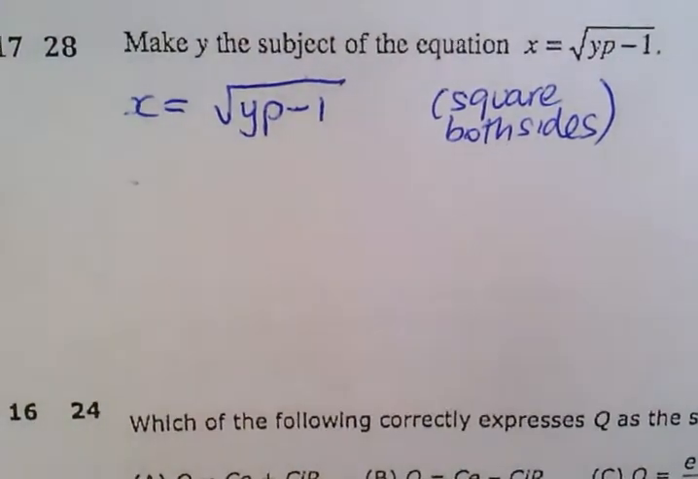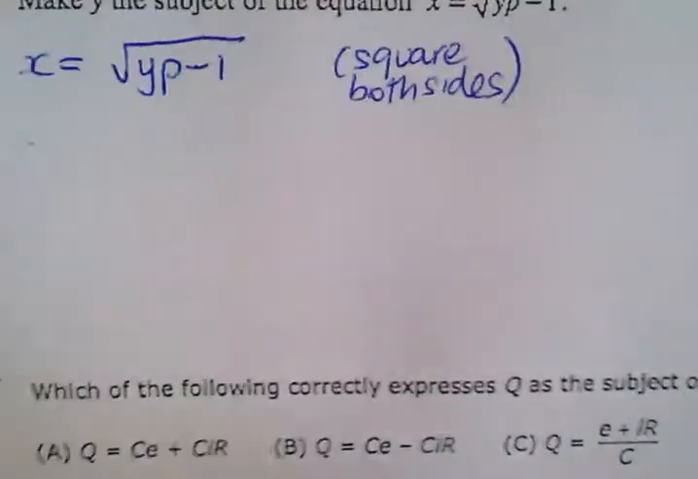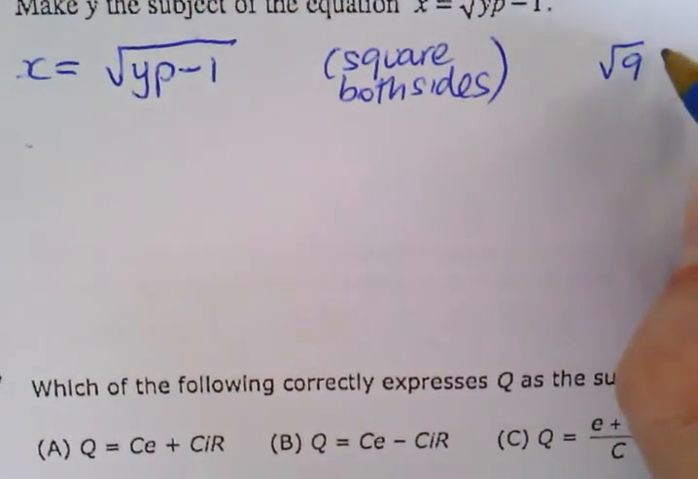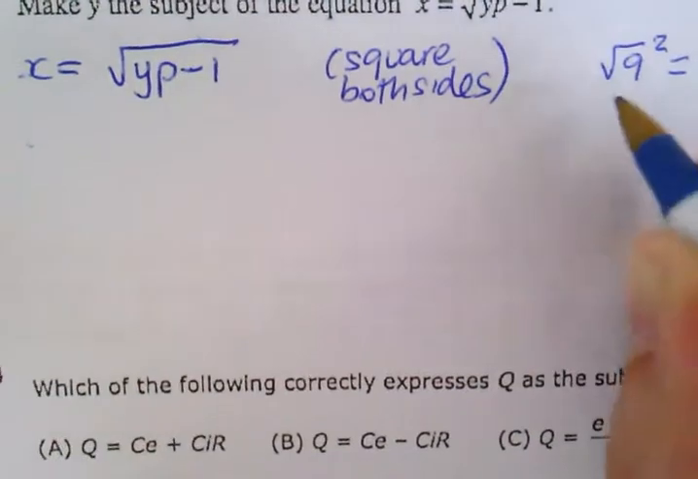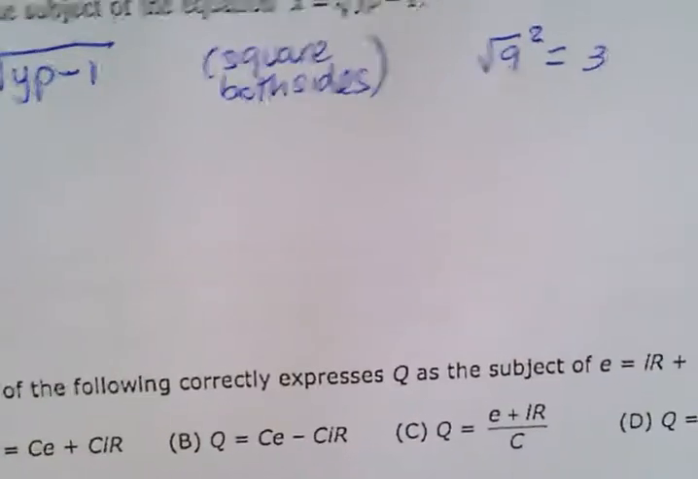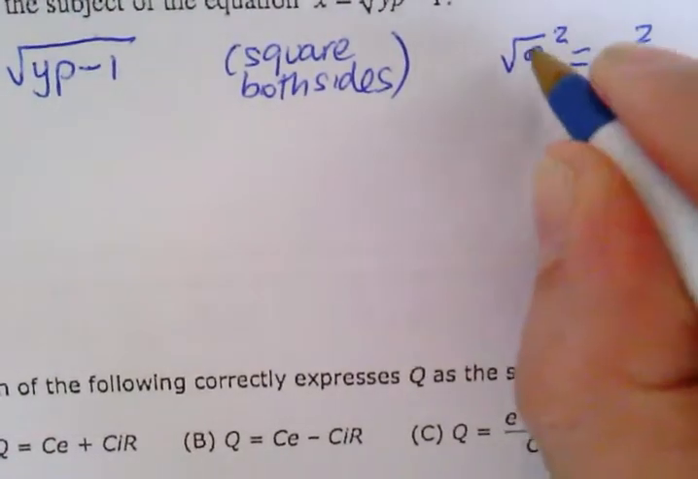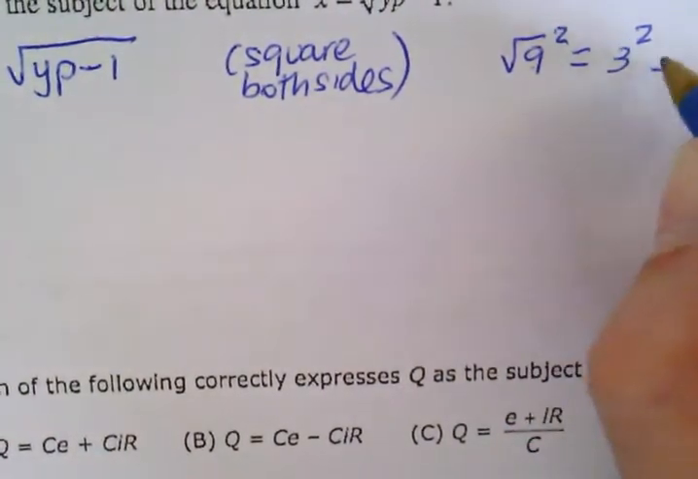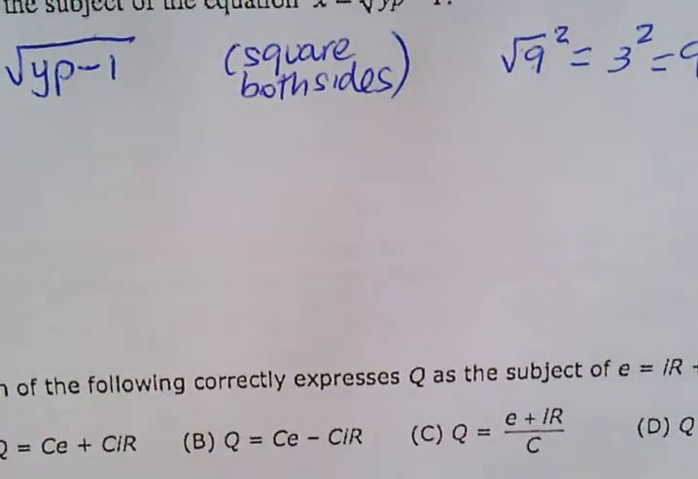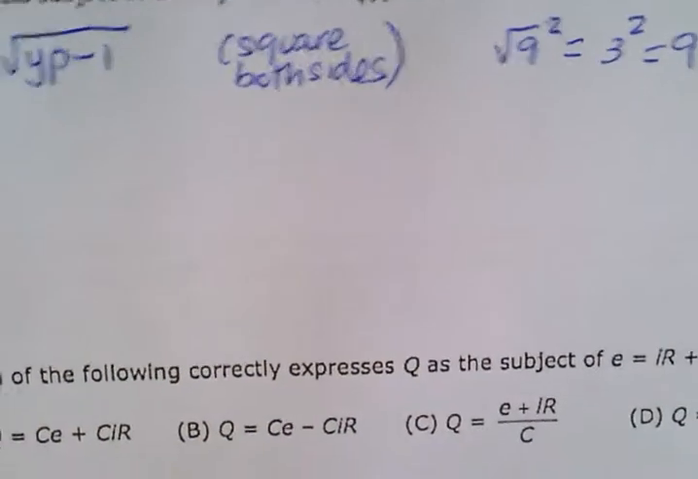Do you remember last lesson how I showed you something like this? For example, what's the square root of 9? 3. And if I square it, the square root of 9 is 3, and 3 squared is 9. So a square root and a squared are inverse operations and they cancel each other out.